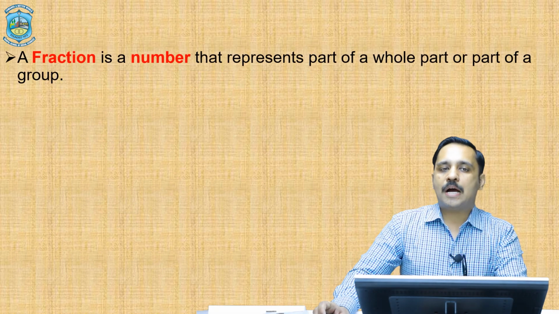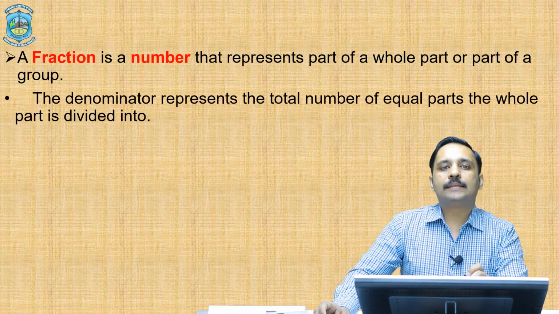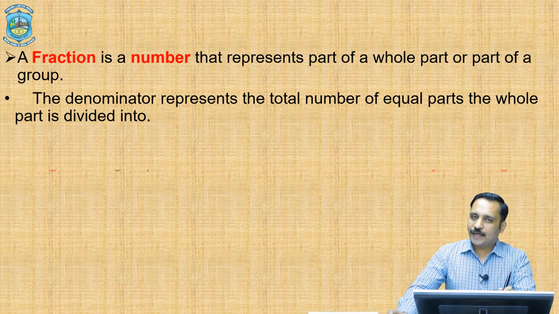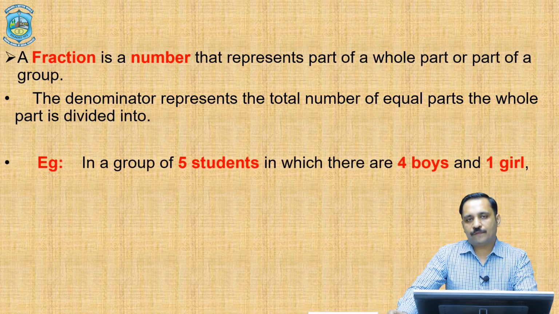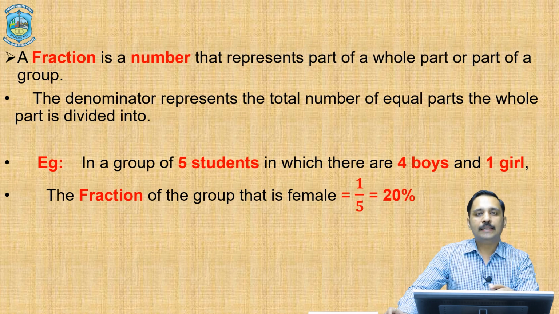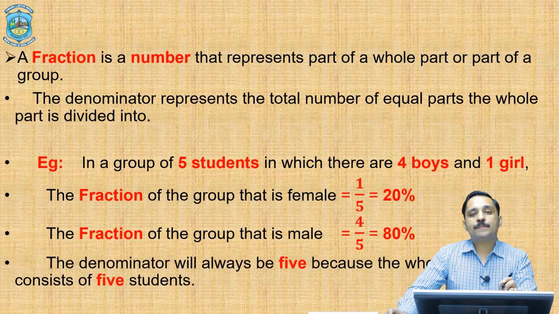In terms of fractions, a fraction is a number that represents part of a whole part or part of a group. Here the denominator represents the total number of equal parts the whole part can be divided into. For example, in a group of 5 students, we have 4 boys and 1 girl. So in terms of fraction, we can say that the fraction of the group that is female is 1/5, which is equal to 20%, and the fraction of group which is male is 4/5, which is 80%. Here one thing most important is that the denominator will always be 5 because the whole group consists of 5 students.